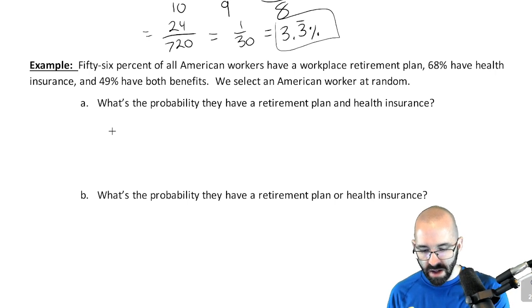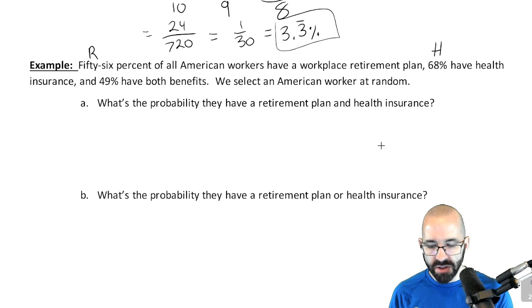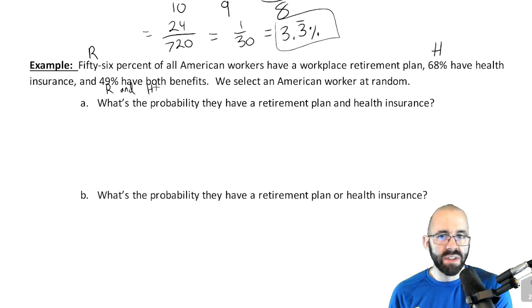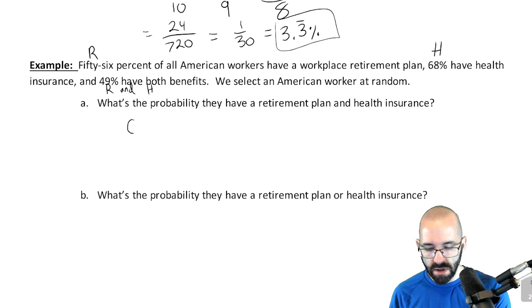So again, this is going to be retirement. This is going to have health insurance. And 49 is retirement and health insurance. So 49%, that's it. 49%.